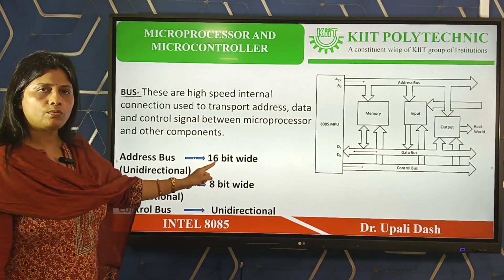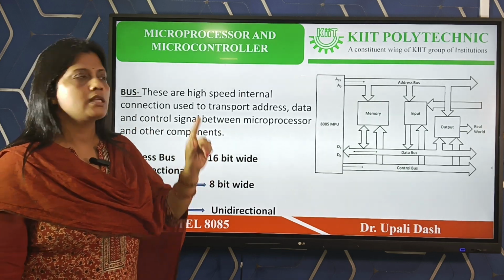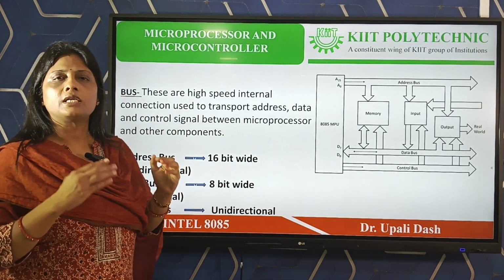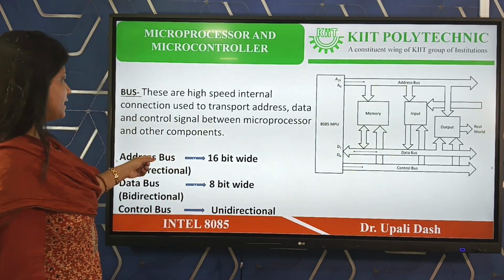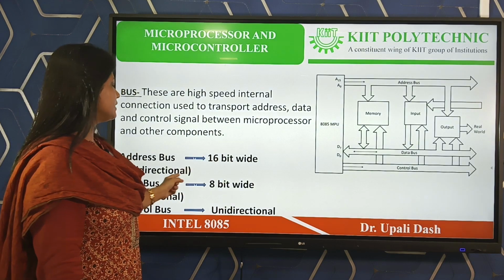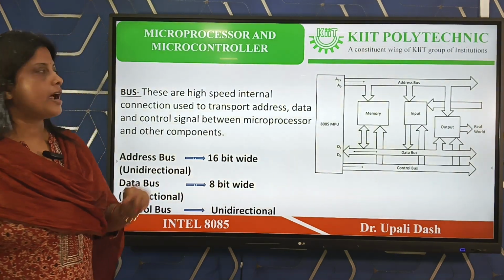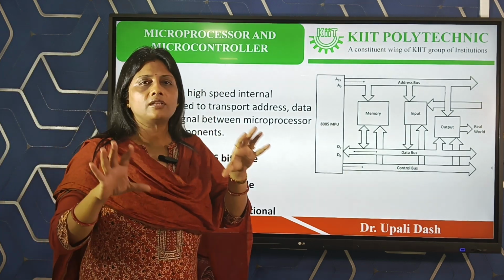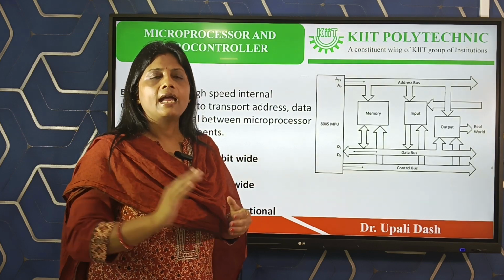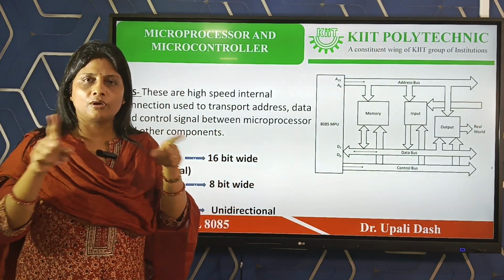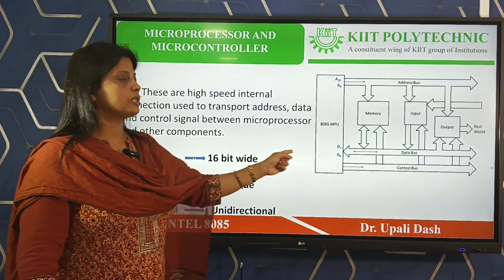Address bus is 16 bits wide in Intel 8085. All different processors have different address bus sizes, but specifically we are reading about Intel 8085, where the address bus size is 16 bits, and the data bus size is 8 bits wide, and the control bus is unidirectional. Address bus size will help us in locating the address of the peripherals. Data bus will help in communicating the data, and control signals tell what to do, what not to do, and when to do. These are the signals carried by the control bus.